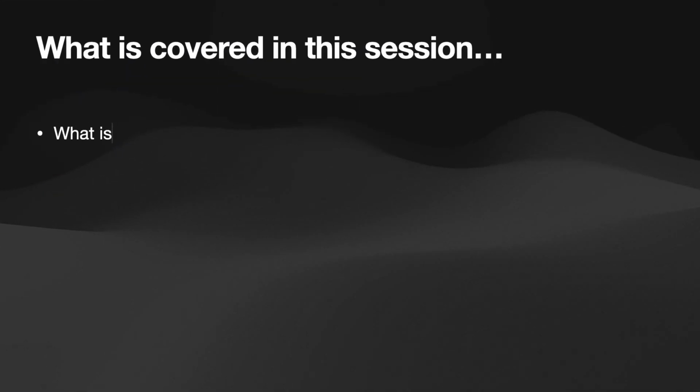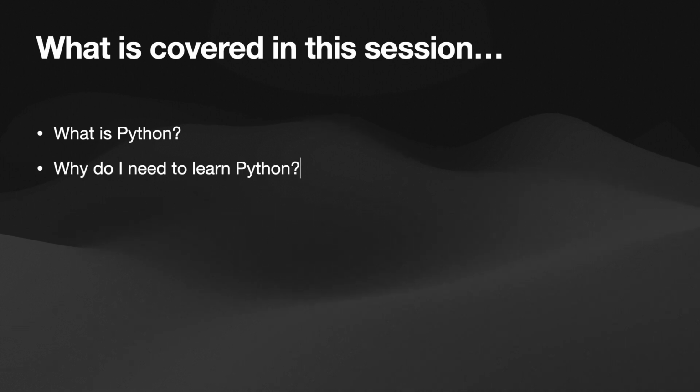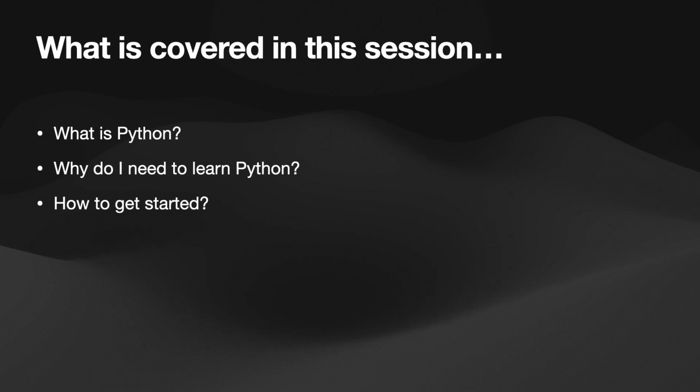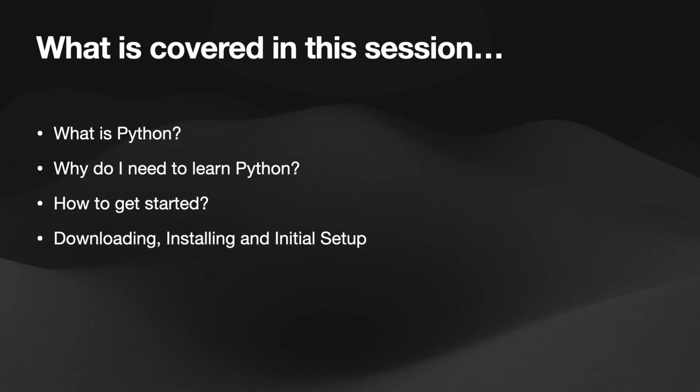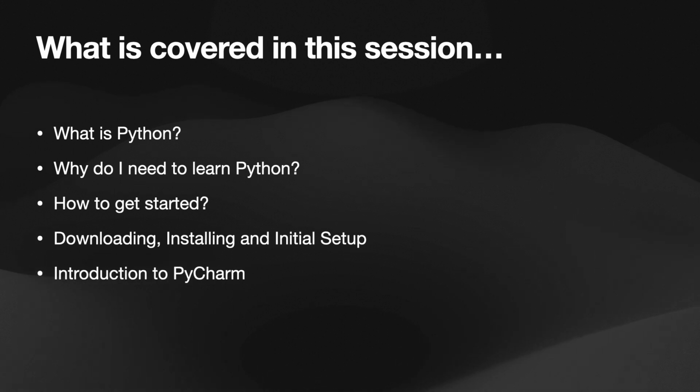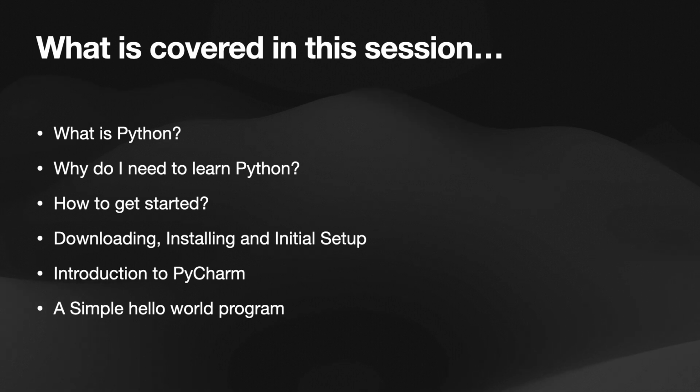Now, what's covered in this session? First, we will look at what is Python and why do I need to learn it in the first place. Then we will look at how to get started, like how to download and install Python and do the initial setup. Once that is done, then we will look at PyCharm, which is a very powerful software used for coding. Finally, we will write a small hello world program. If you are familiar and done with any of the above, feel free to skip to your interested chapters.